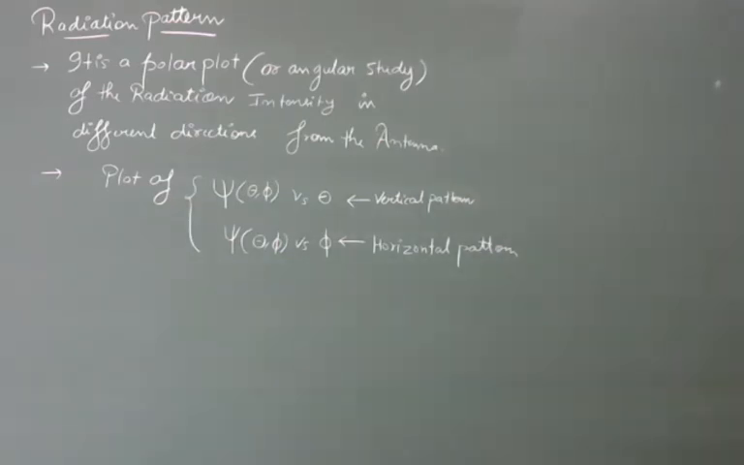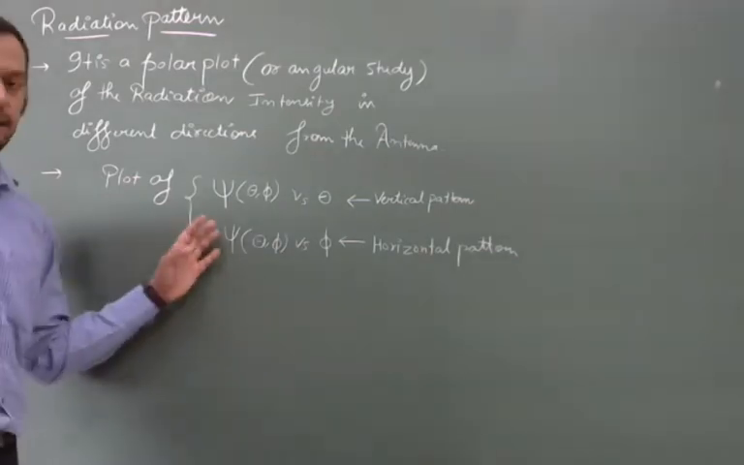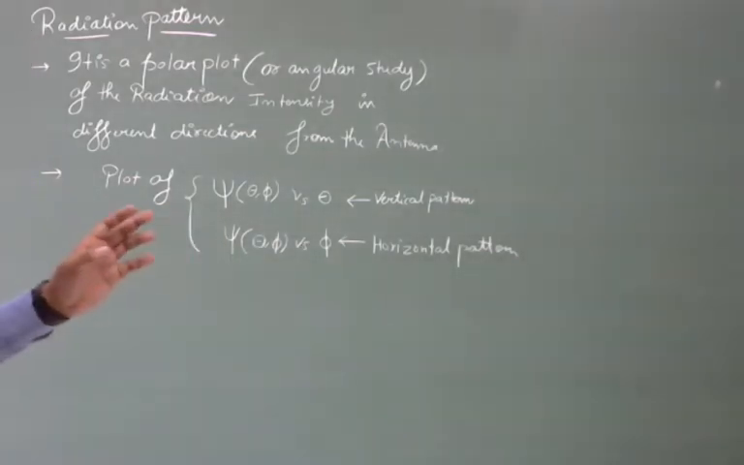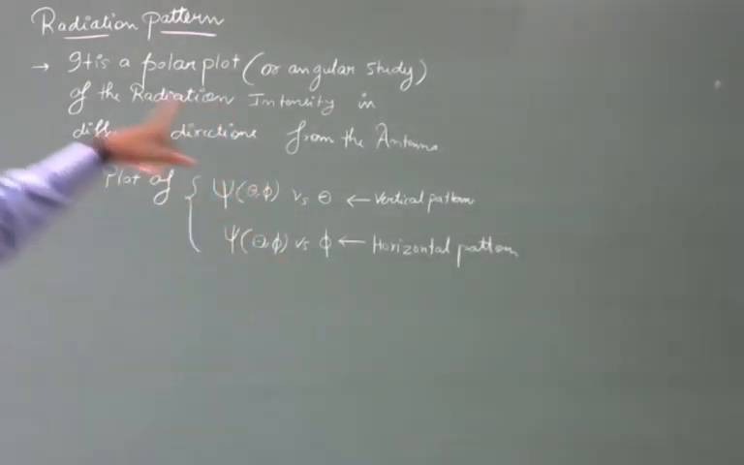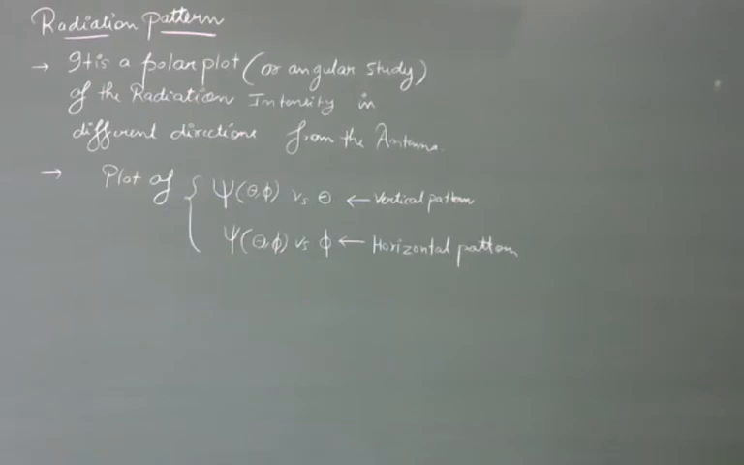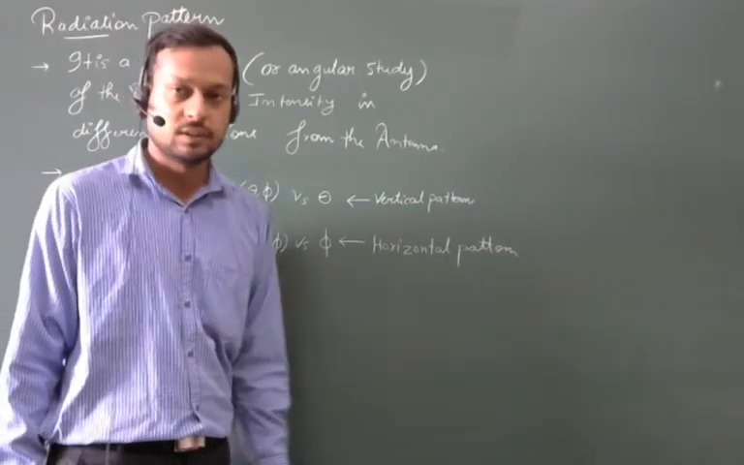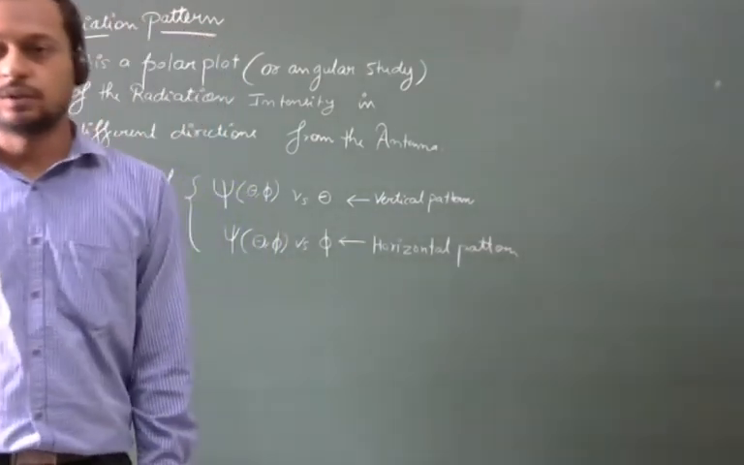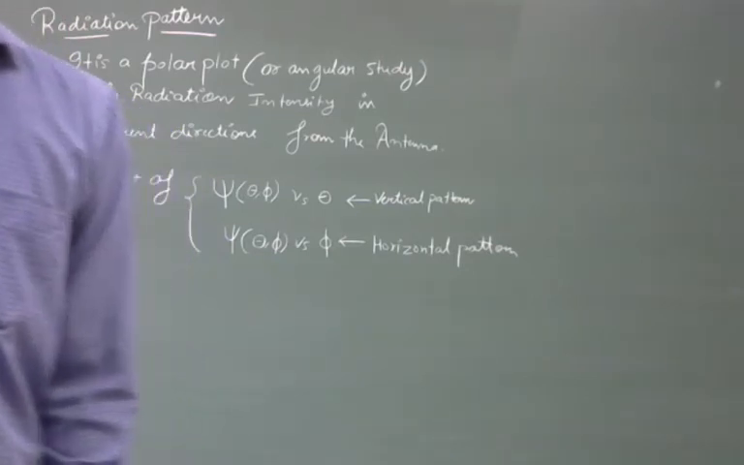So from here, if you have a radiation intensity U, this radiation pattern is the polar plot of this U, indicating direction and some finite strong powers.